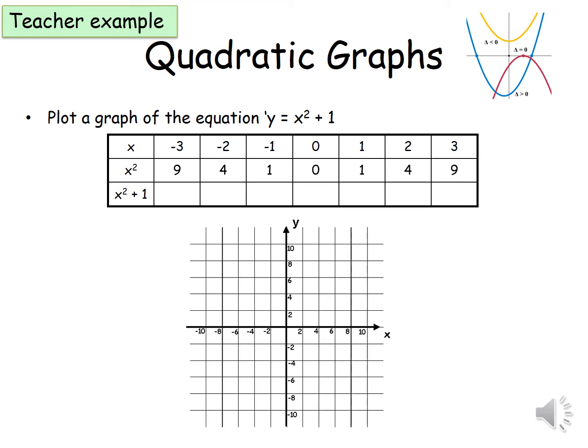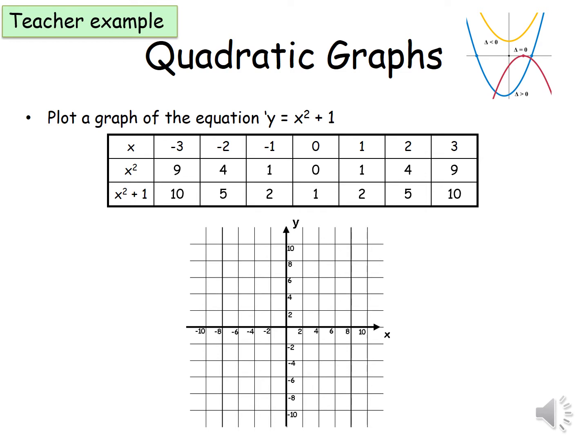So what we need to do now is add 1 to our x squared value. So 9 plus 1 is 10. 4 plus 1 is 5. 1 plus 1 is 2. 0 plus 1 is 1. 1 plus 1 is 2. 4 plus 1 is 5. 9 plus 1 is 10.